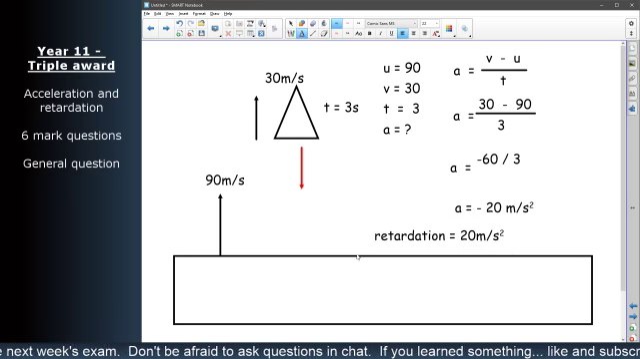I get rid of the negative because what I'm saying here is it's speeding up at a rate of negative 20 meters per second every second, because acceleration is by definition that it's speeding up. Retardation though is by definition slowing down. So what I'm saying here is it's slowing down at a rate of 20 meters per second every second. Happy? Okay, I hope that's a little bit clearer for you.